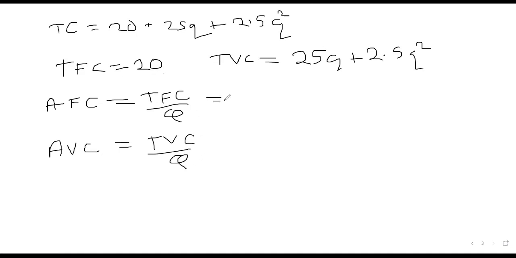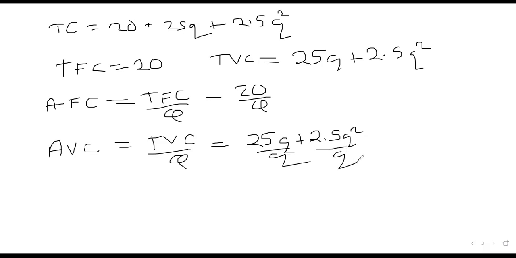So our total fixed cost here was 20 over Q. You can't simplify any further. Our variable cost is 25Q plus 2.5Q squared. We divide by Q on both sides. So here we're going to have what? 25 plus 2.5Q. That is our average variable cost.